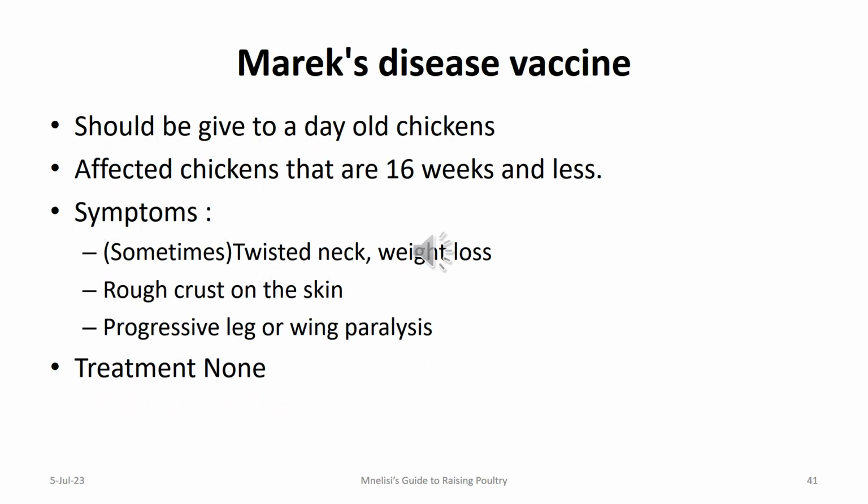Marek's disease vaccine. The vaccine should be given to day-old chickens. The chickens that will be affected by the disease are 16 weeks and less. The symptoms of Marek's disease are as follows. Sometimes a chicken will have a twisted neck and weight loss, a rough crust on the skin, a progressive leg or wing paralysis. There is no treatment for Marek's disease.